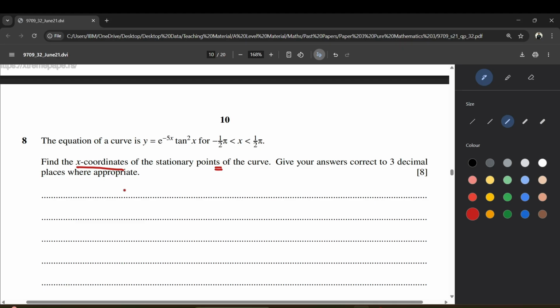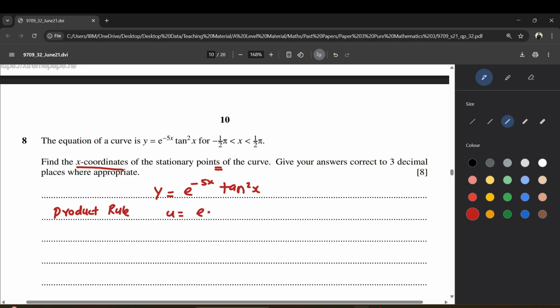All right. Now, we know that at a stationary point dy/dx is equal to 0. So that means first we need to find what is dy/dx, what is our gradient function. So let me write this down first. y equals e to the power minus 5x times tan squared x. Since this is a product of two functions and we have to differentiate it, we will be using the product rule.